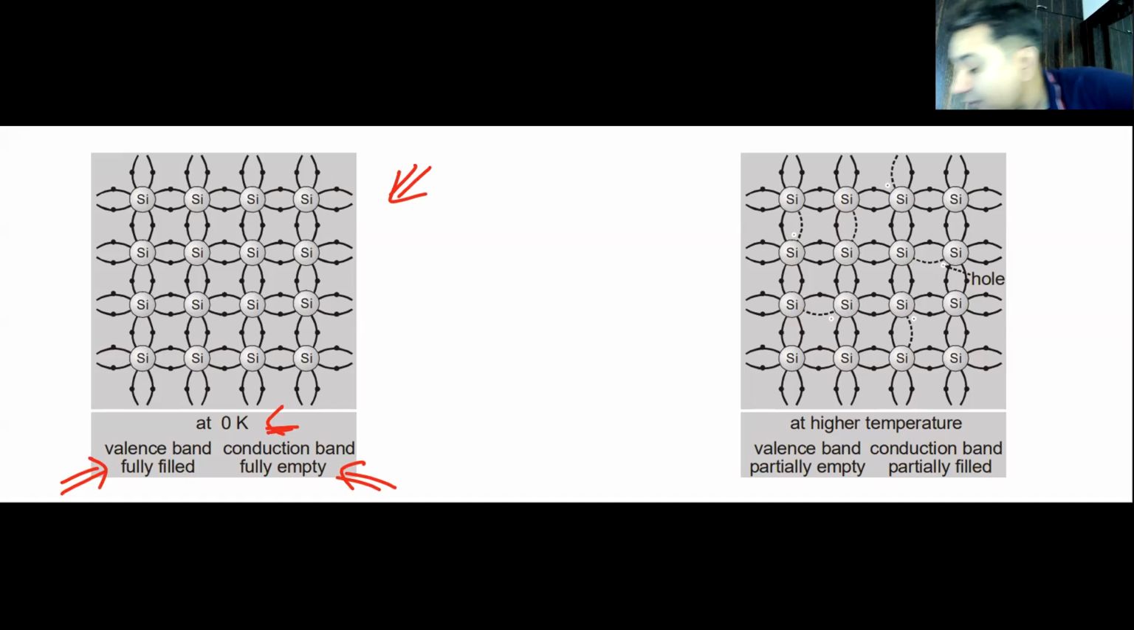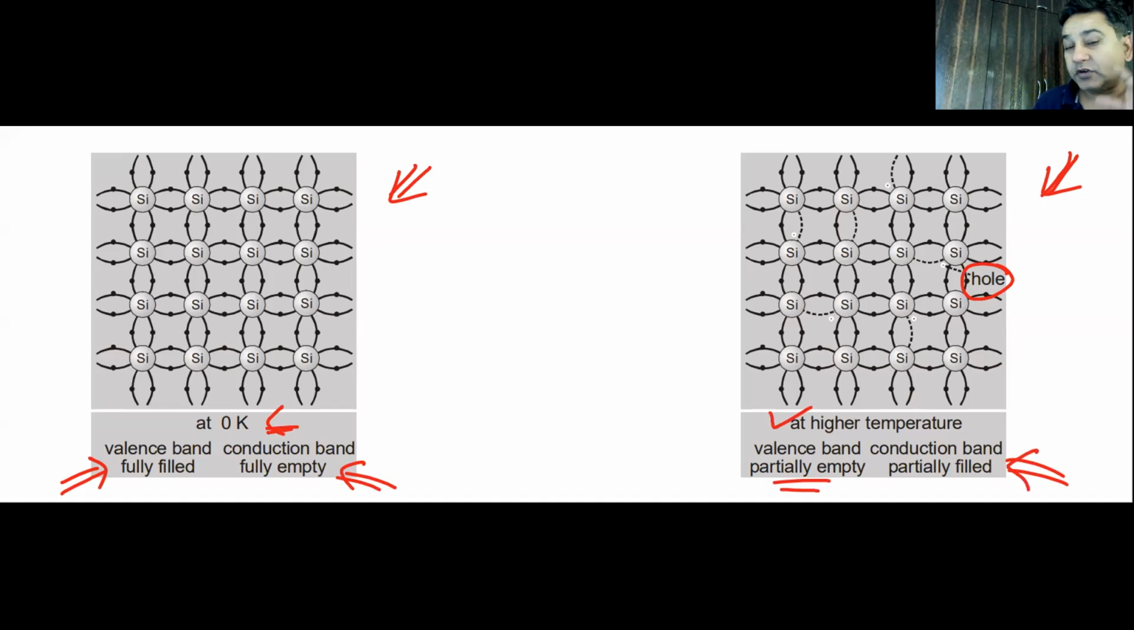But at any other temperature, you see something as a hole. What is a hole? You'll understand this, don't worry. At any higher temperature, the valence band would be partly empty and the conduction band would be partly filled, because some covalent bonds are going to get broken and these electrons will become free and jump into the conduction band. We understand this principle, bacha? Yes, sir. We'll move ahead. I hope you have understood this. Understood, sir.